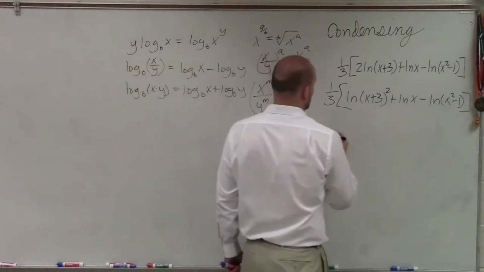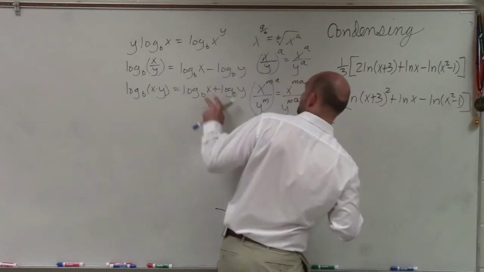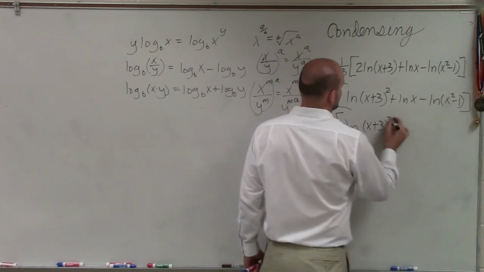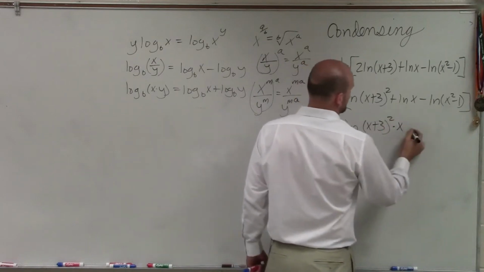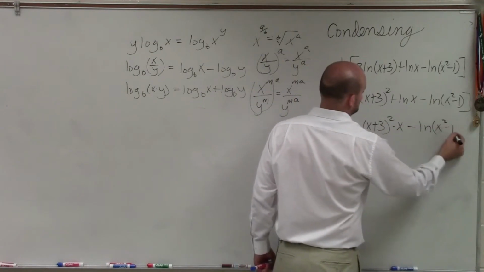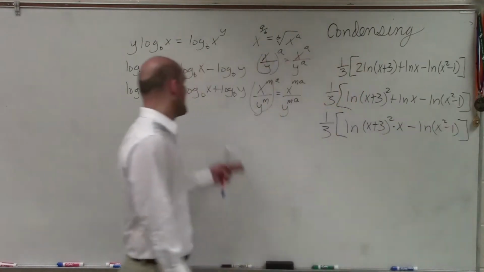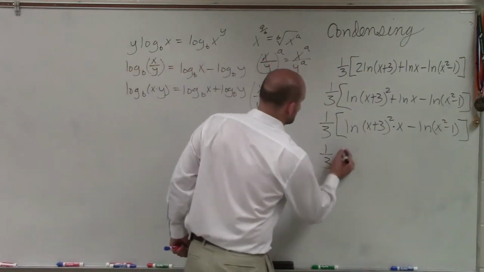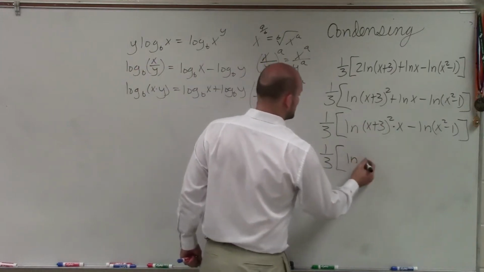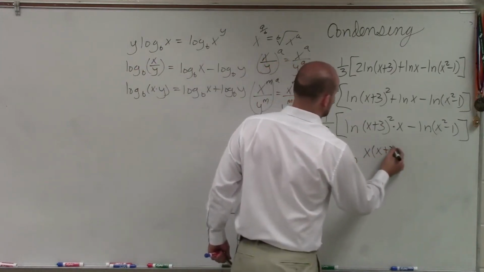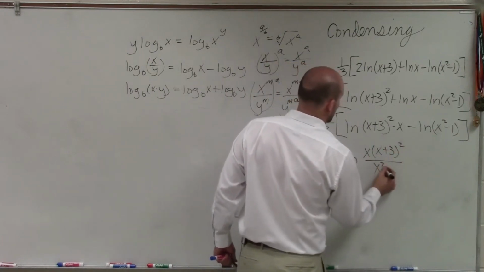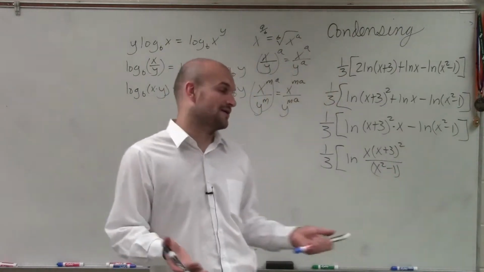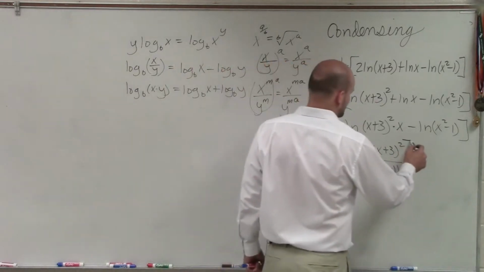So you can see here I have the sum, so I can rewrite that as the product of one single logarithm. So it'll be ln of x plus 3 squared times x, minus ln of x squared minus 1. All right, now the next thing is now I have the difference of two logarithms. I can now rewrite that as the quotient of one single logarithm. So I have 1/3. I'm going to rewrite the x in front. So it'd be ln of x times x plus 3 squared divided by x squared minus 1. All right, now you look at this and you try to see, is there anything that you would be able to factor out as far as the x's? And there's nothing that I'm aware of.